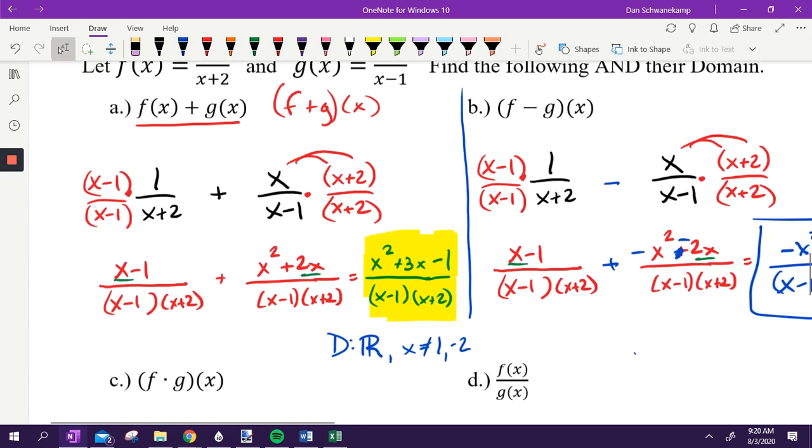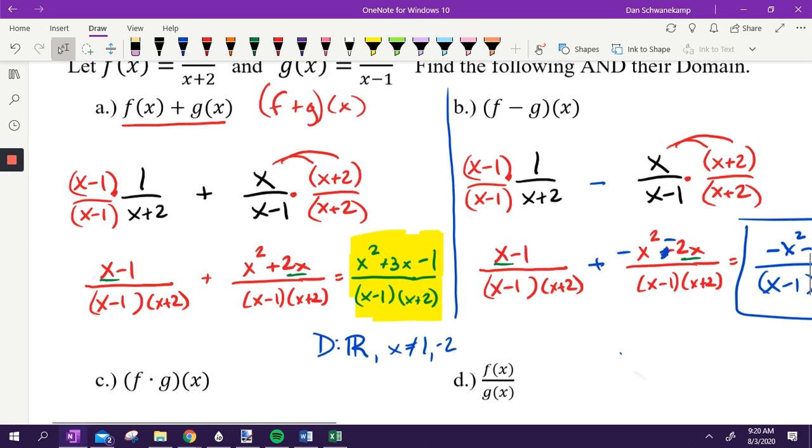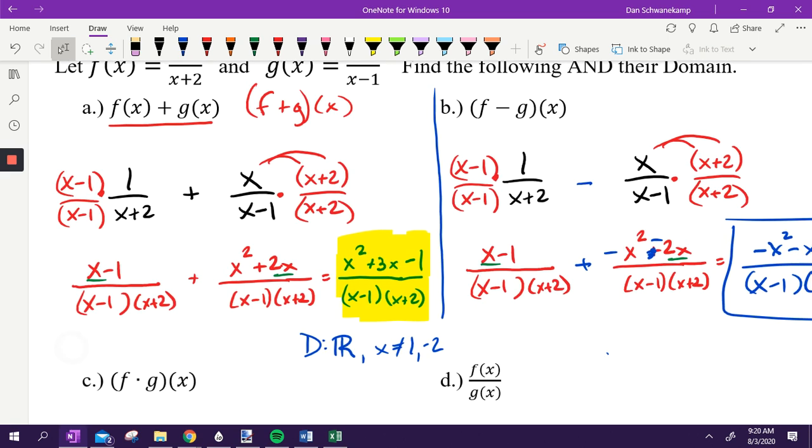Questions on B. We're done with the annoying ones. We got 2 left. They're not annoying. F with a dot in the middle. The dot just means multiply. Don't let that be confusing with function composition. We'll get to that later.